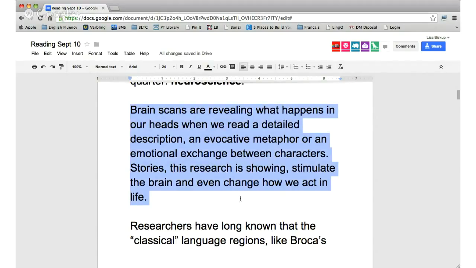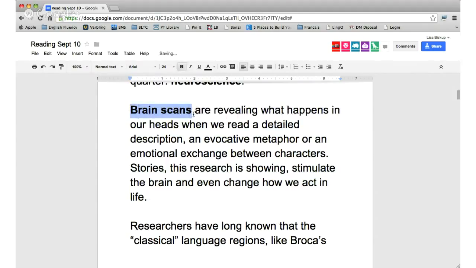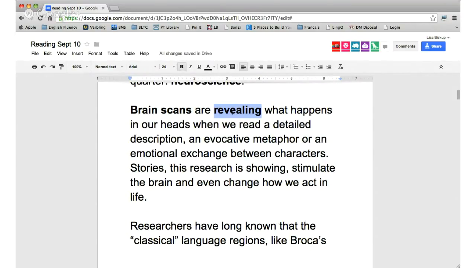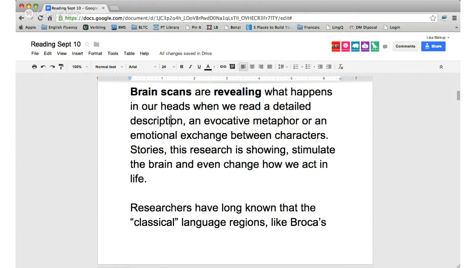So here, brain scans, like you guys probably know, are done with MRIs. They put you in the machine and then they look at what's happening to your brain when you do different things. So the word reveal means to show. These brain scans are showing what's happening when we are reading descriptions.